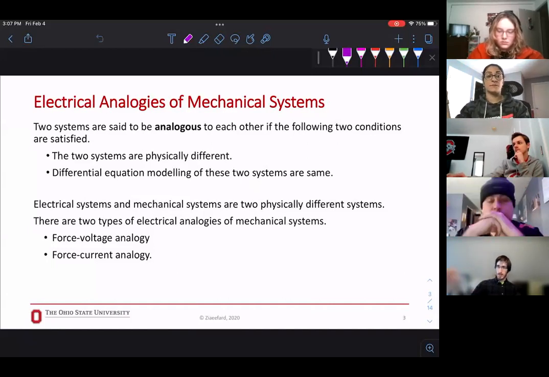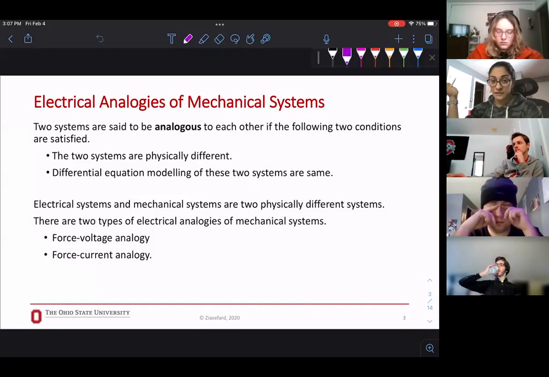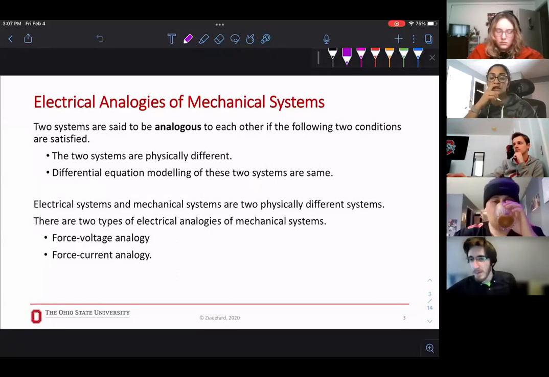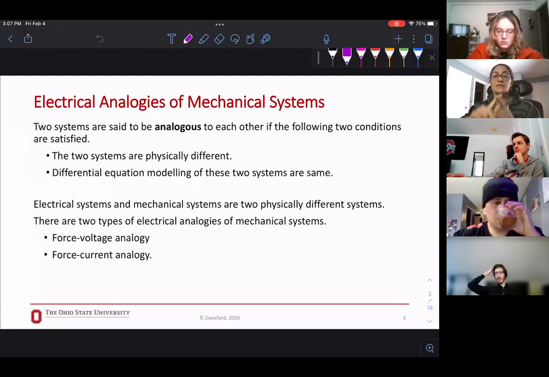But it's good for you to know what these analogies are, what the 2 analogous systems are. So 2 systems are said to be analogous to each other if they follow 2 conditions. One, these 2 systems are physically different. So one, for example, is a mechanical system, one is an electrical system, right?